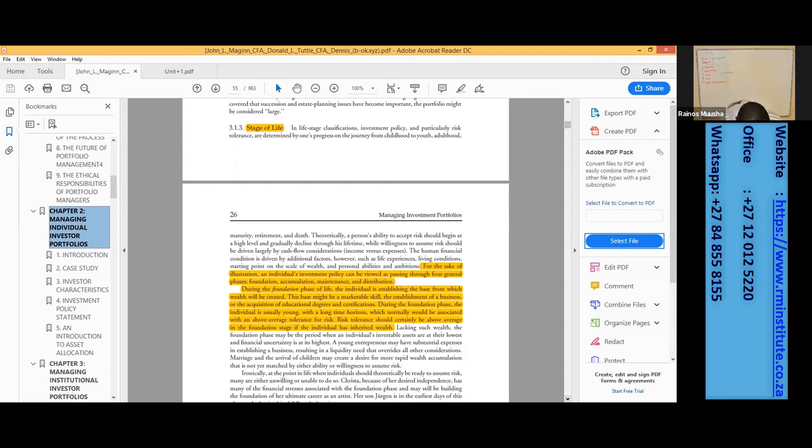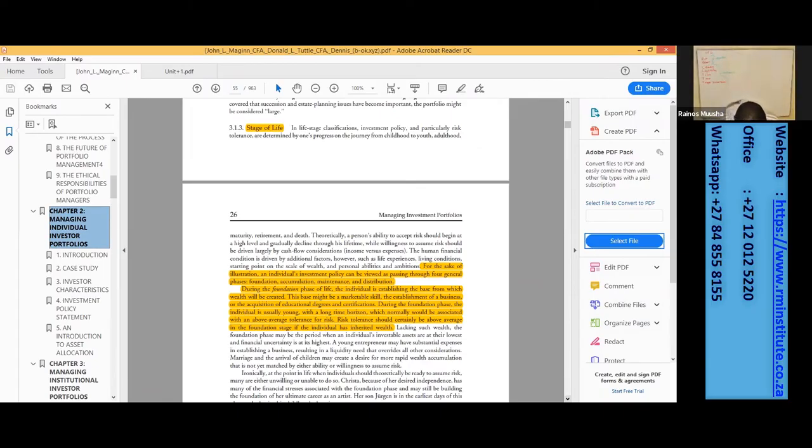So if you check on page 26, section 3.1.3, on line number 5 of the first paragraph, they say, for the sake of illustration, an individual's investment policy can be viewed as passing through 4 general phases: the foundation phase, accumulation phase, maintenance phase, and the distribution phase. So these are the assumed stages an individual goes through in life as well.